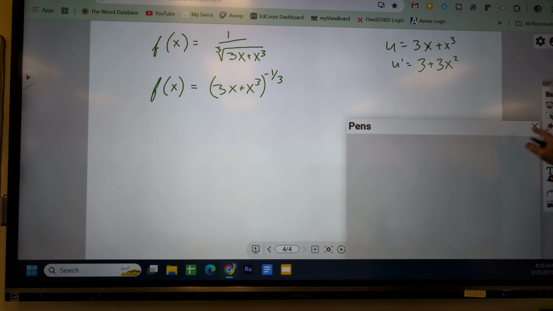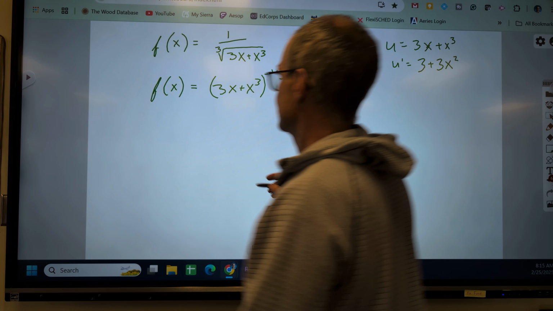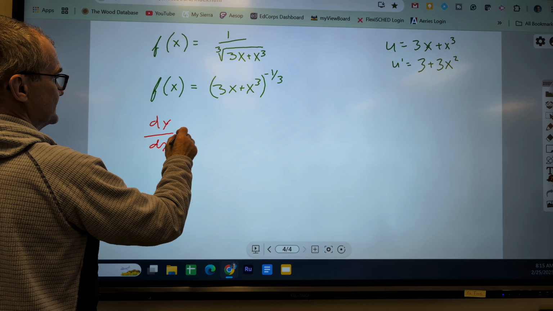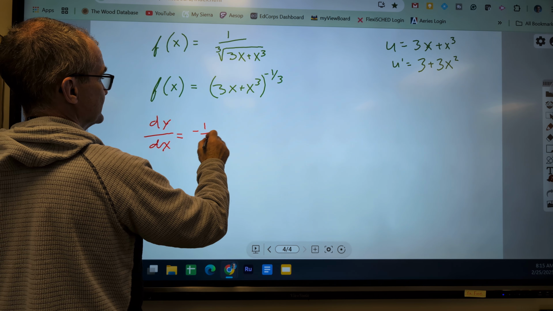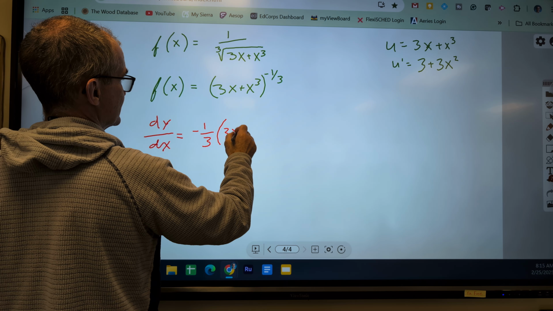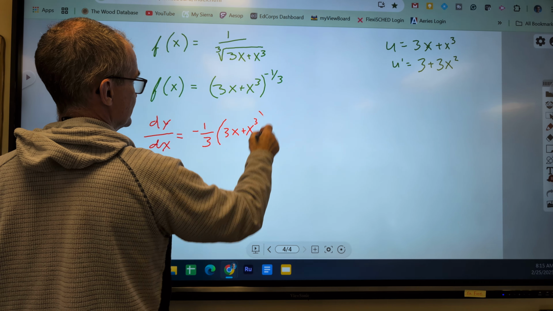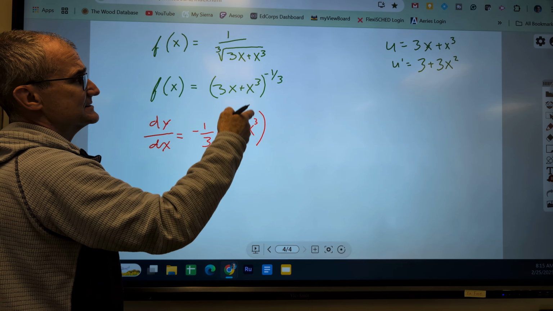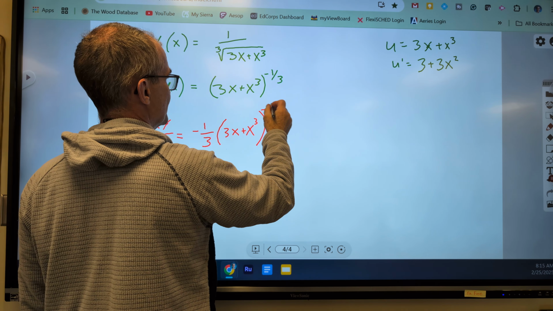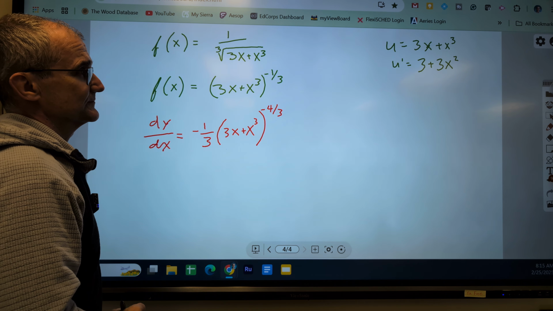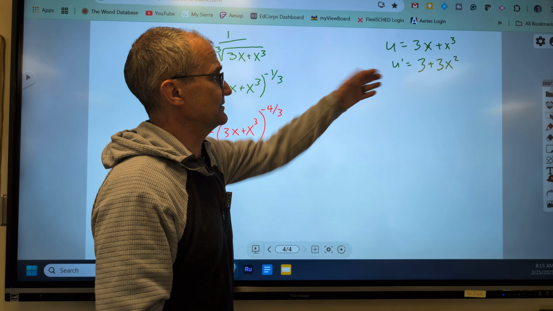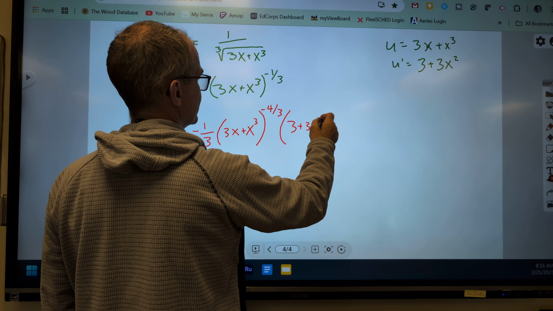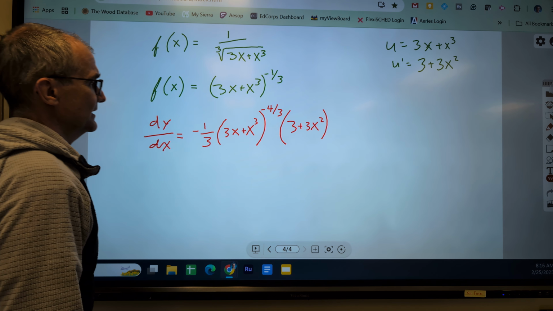So now, in red here, let's find the derivative, f prime of x, or dy dx. It is going to be equal to negative 1/3 in front, 3x plus x to the third. Subtract 1 from there: negative 1/3 minus 3/3 is negative 4/3. And then times the derivative of what's inside, times 3 plus 3x squared, my u prime.